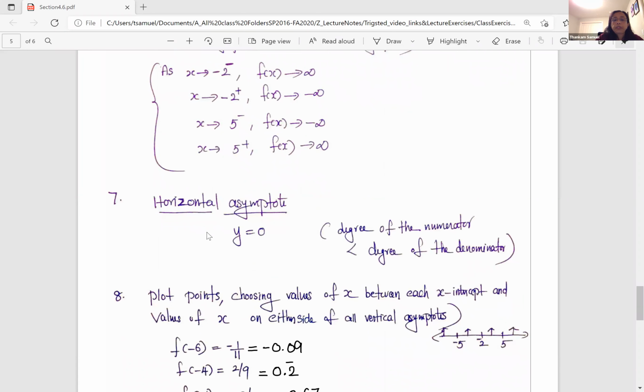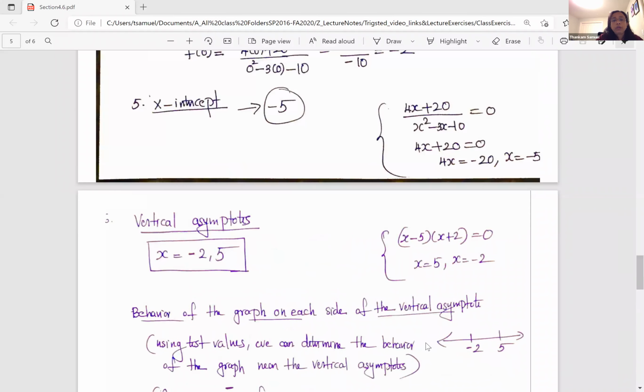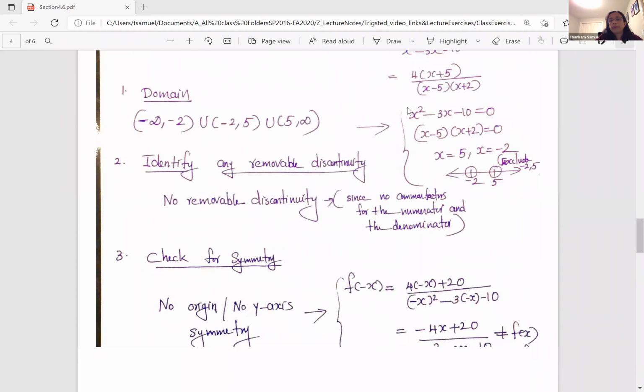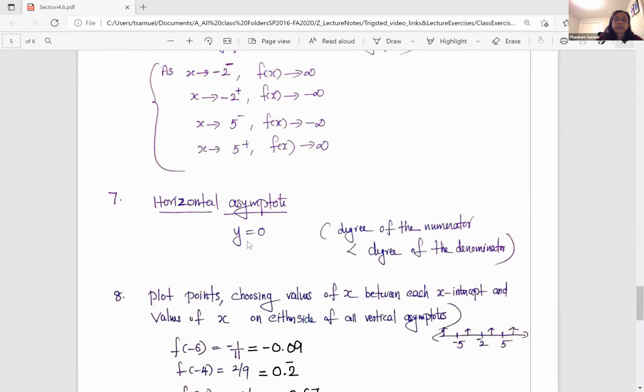Then the seventh step is to find the horizontal asymptote of our original function. We can find the horizontal asymptotes by looking at the degree of the numerator and the denominator. Our function is f of x equals 4x plus 20 divided by x squared minus 3x minus 10. The degree of the numerator is less than the degree of the denominator. So as we have studied earlier, the horizontal asymptote in this case is always y equals 0.